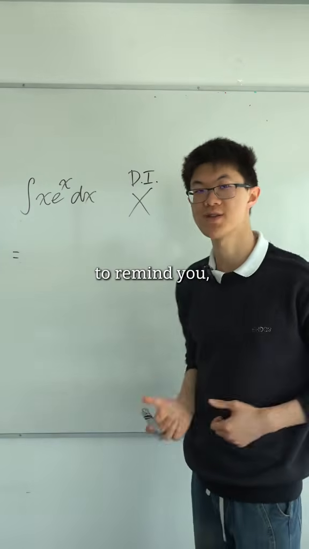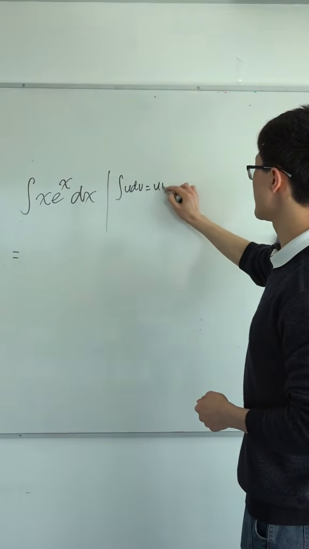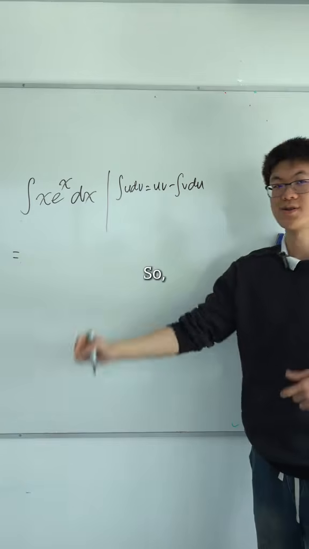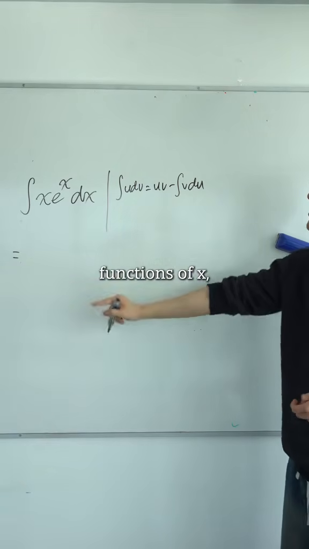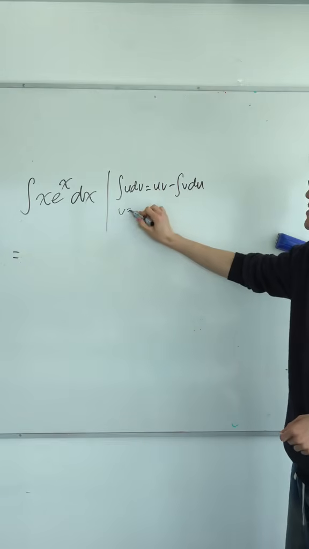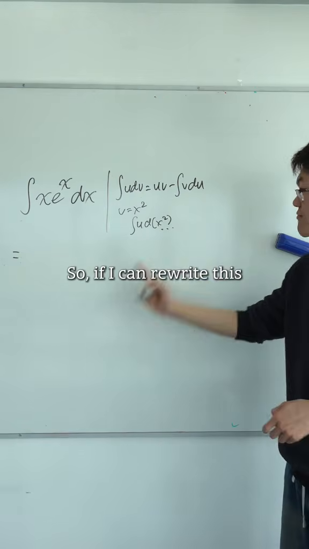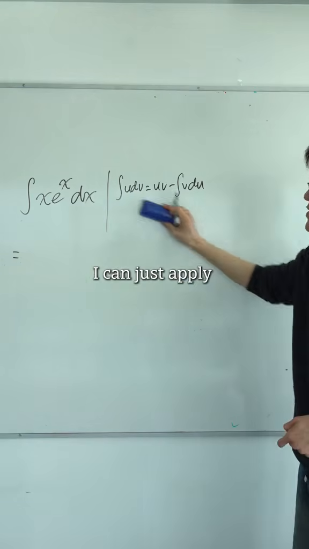And the by parts formula, to remind you, is simply the integral of u dv is uv minus the integral of v du. So u and v are just functions of x, and this is already in a differential form. Because if, for example, v is x squared, you'd be writing like u d(x squared), etc. So if I can rewrite this in this form, I can just apply this formula.